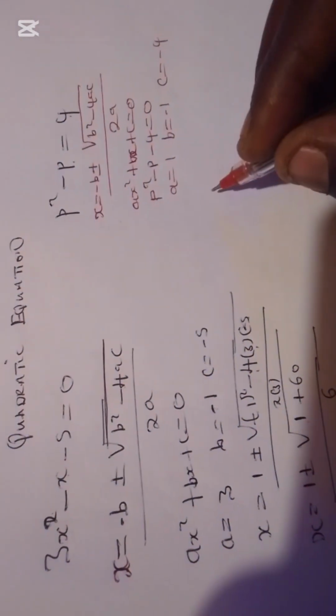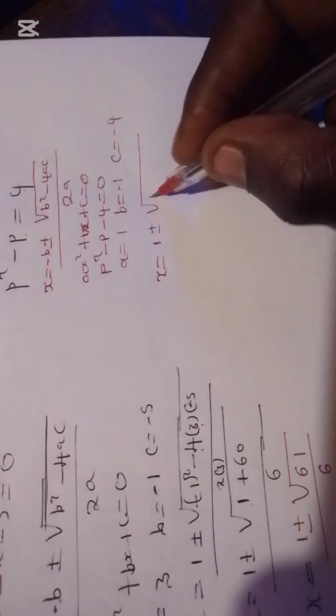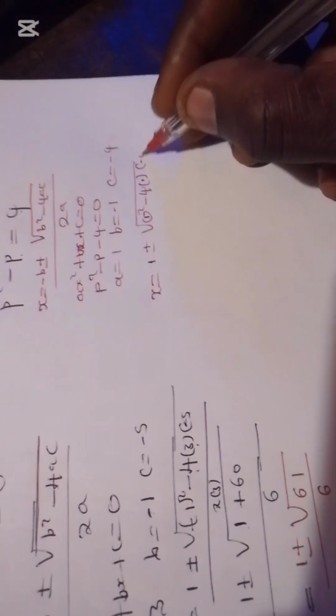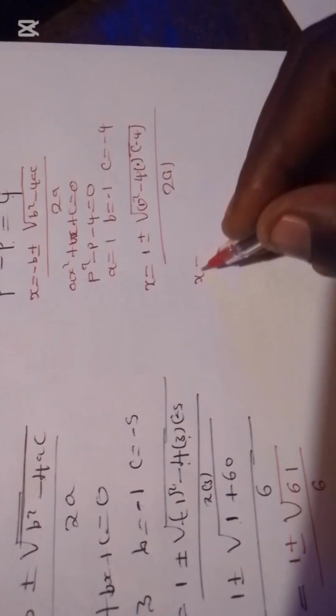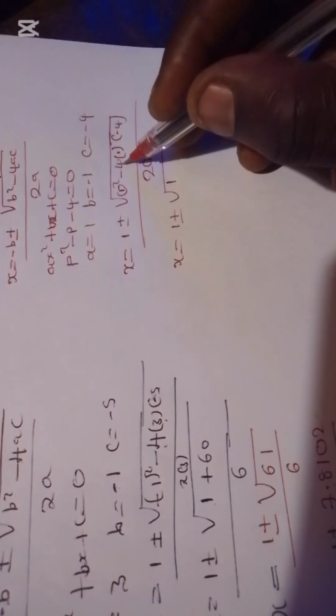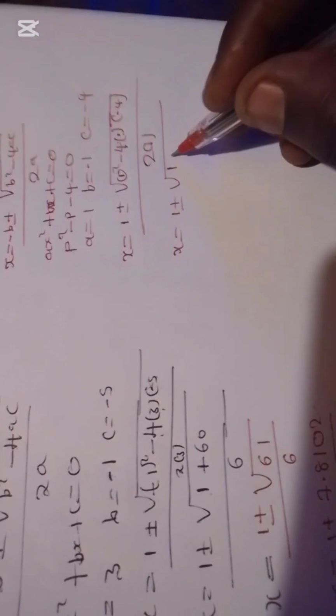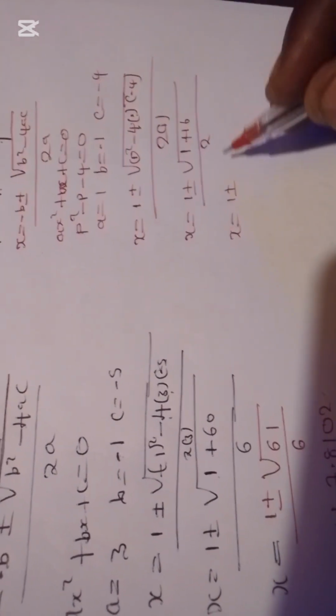From that, we'll substitute in the formula. So it will be x equals negative and negative, which is positive 1, positive or negative square root of 1 squared minus 4, a is 1, c is negative 4, over 2, a is 1. So x will be equal to 1, positive or negative, the square root of 1 squared, which is 1. Negative 4 times 1 is negative 4, times negative 4 gives us positive 16, over 2. So x equals 1, positive or negative, 1 plus 16, that will be 17, over 2.